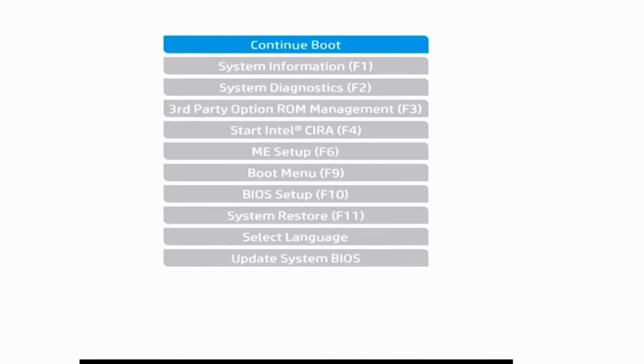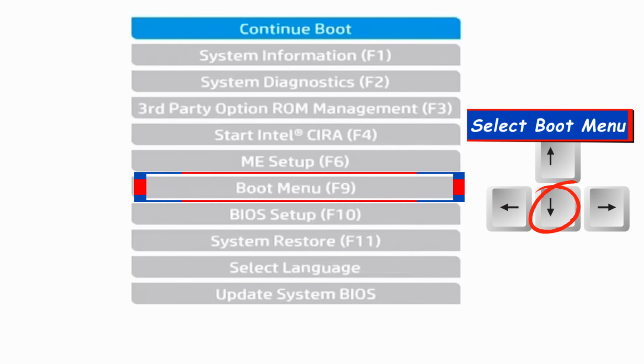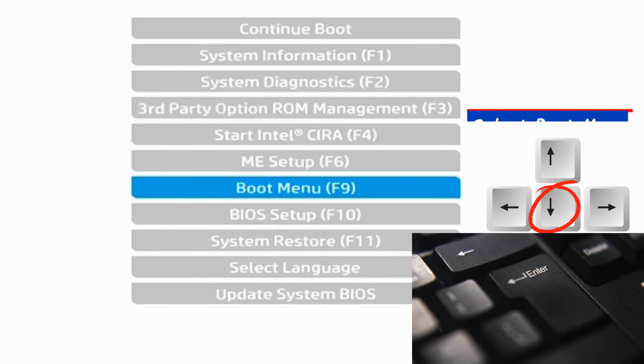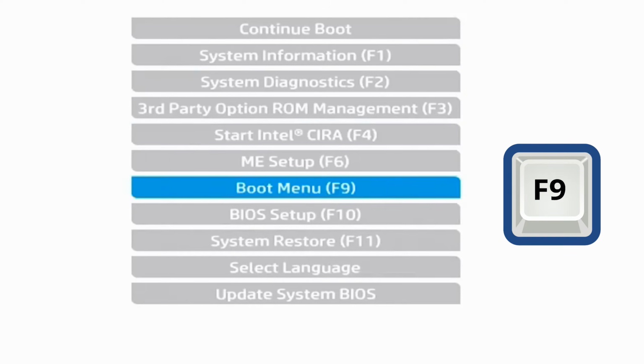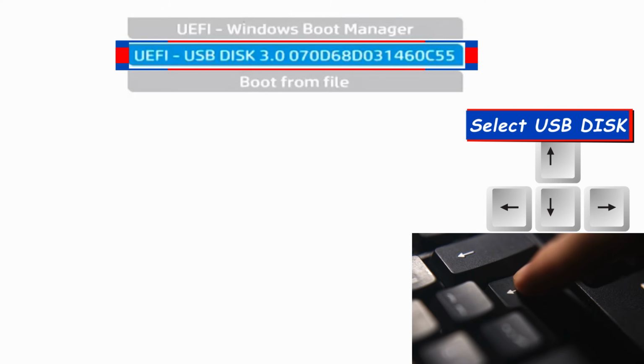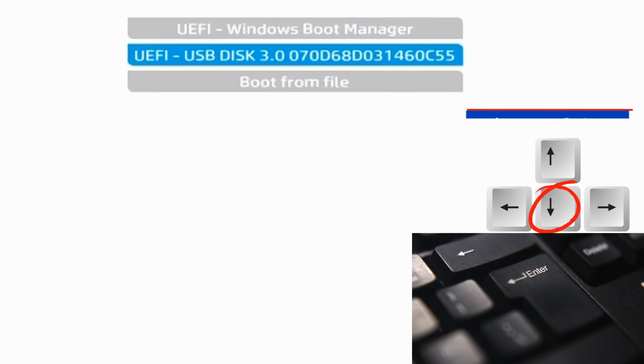When the screen is booting on the black screen, just press the escape key. Now I press the escape key on boot. We have these options. Use the arrow keys to go down to select the boot menu. Then you press the enter key to select it. Or better still, you may just press F9 on the keyboard. Then, when the next options come up, you select USB disk using the arrow keys and the enter keys as well.